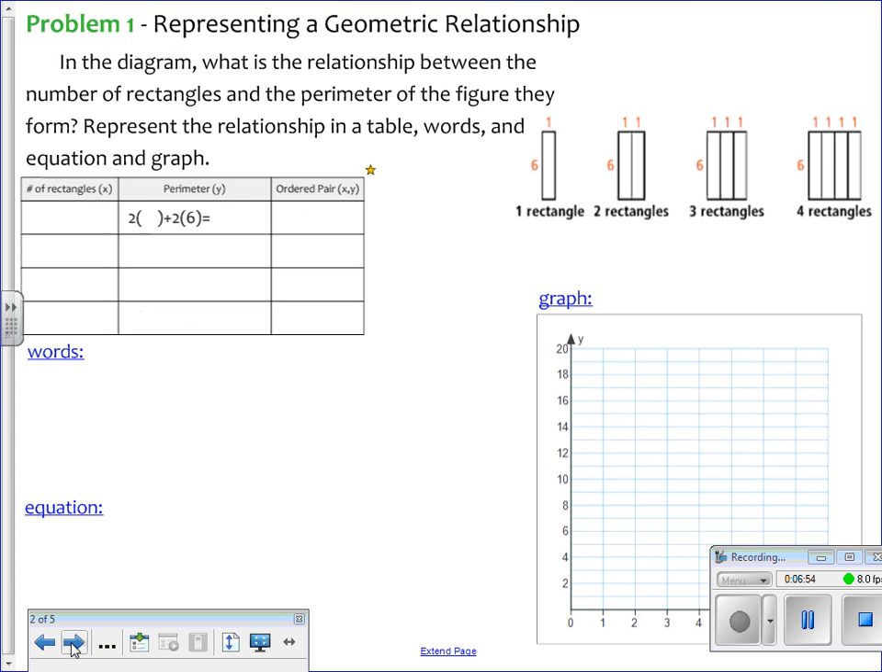Okay, now this is where things are going to get a little goofy here. You got to pay real close attention on how we set this up. So, representing a geometric relationship.